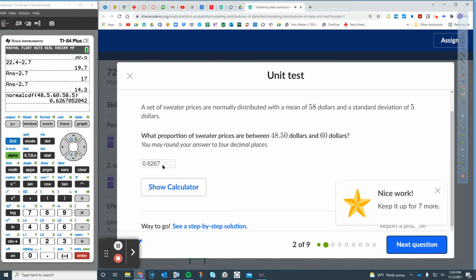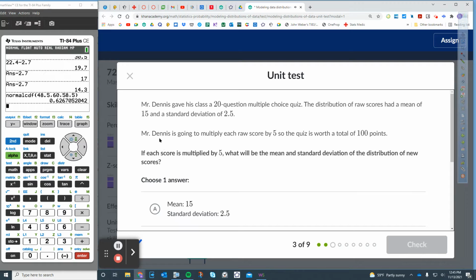267. Nice. Okay. So Mr. Dennis gave his class, next question. Mr. Dennis gave his class a 20 multiple choice quiz. The distribution of raw score had a mean of 15 and a standard deviation of 2.5. Mr. Dennis is going to multiply each raw score by 5. So the quiz is worth a total of 100, because if you have 20 questions times 5, right? If each question is worth 1 point, 20 times 5 is, yeah, he's going to make it into 100 points.